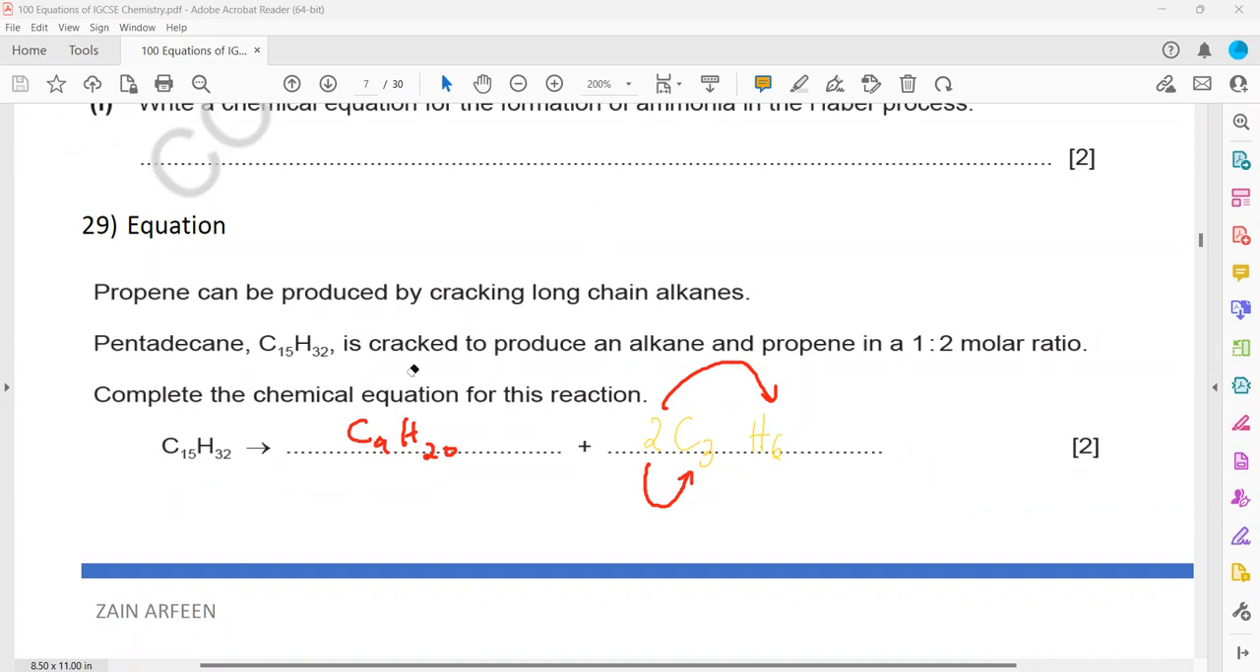So you have to check how many carbon and how many hydrogen are used in total, and the remaining will be the alkane. And as I mentioned, there are 2 molecules of propene. That's why we write C3H6, and 2 molecules were there. That's why this 2 was there.